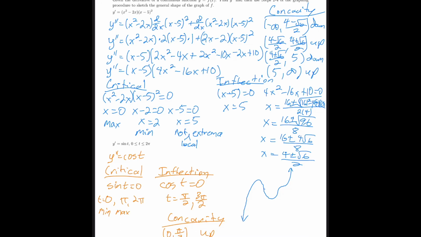And so then we can look at each one of these and see which region they're in. So 0 is in this first region, so it's concave up. So this is a minimum. The second one, pi, is in the second region, is concave down, so that's a max. And the last one is a min.